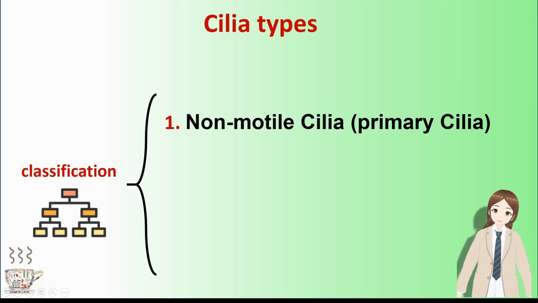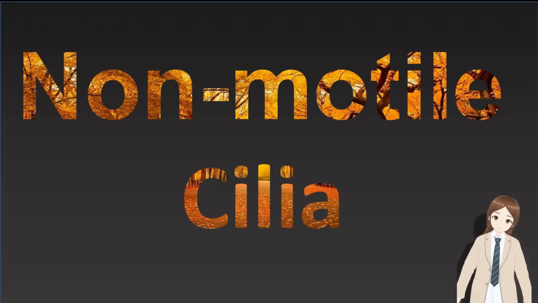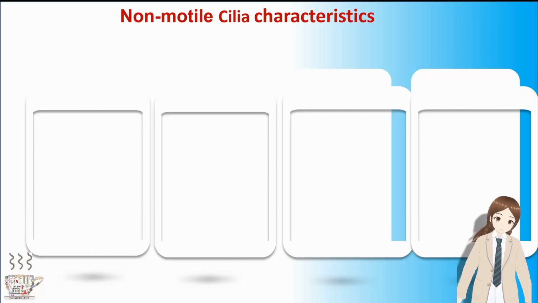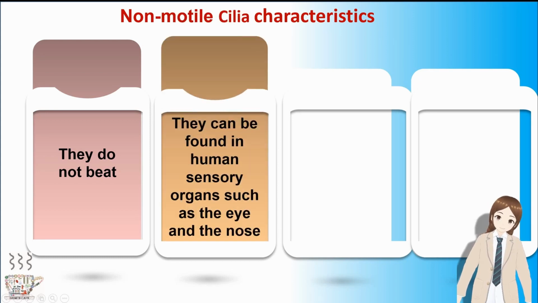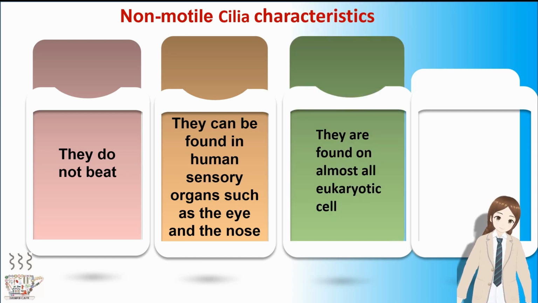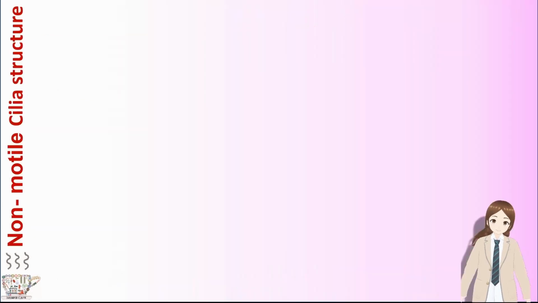Cilia types. Cilia can be divided into two groups: non-motile cilia or primary cilia, and motile or moving cilia or secondary cilia. Non-motile cilia characteristics. They do not beat. They can be found in human sensory organs such as the eye and the nose. They are found on almost all eukaryotic cells, and they are typically singular.